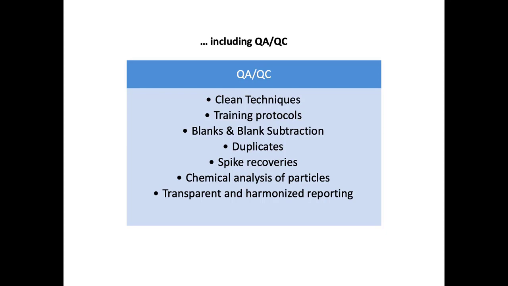Then taking duplicates, I don't think there's a lot of studies that have done this. This study did it, looking at the relative standard deviation between your duplicates, if you just take them one after another, is important. Spike recovery, understanding if I extract my sample, do I get out what I think I started with? Chemical analysis of the particles, that goes back to FTIR or Raman confirmation, and then transparent and harmonized reporting. So we've come a long way. We have a lot to do to try to standardize these methods.